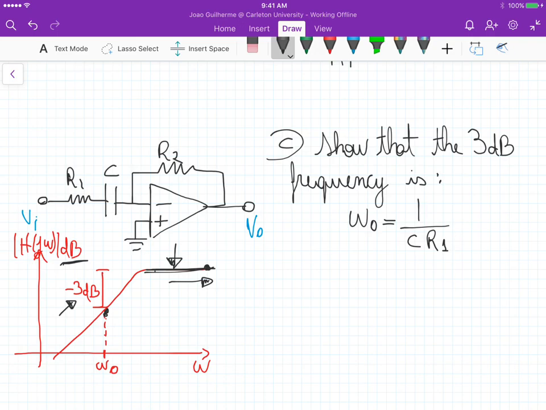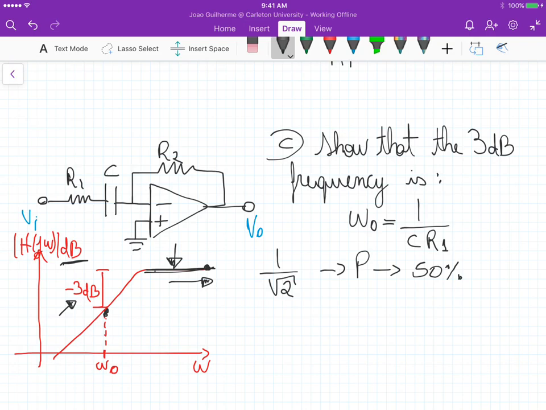Okay, because here we are talking about the voltage transfer function, and usually power is proportional to the voltage squared. So if we take 1 over square root of 2, that's 0.70, and basically this is squared. So if the voltage is decreased by 1 over square root of 2, it means that power has decreased by 50%.